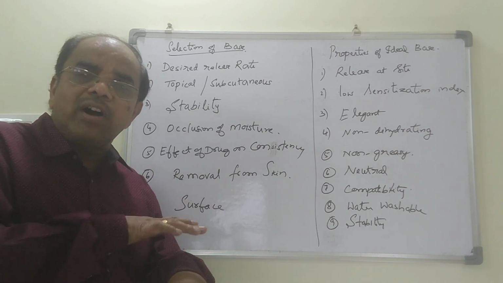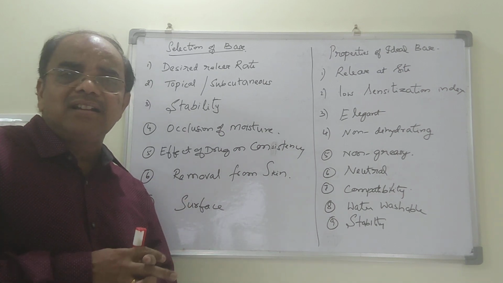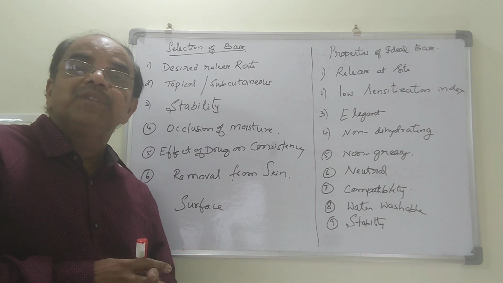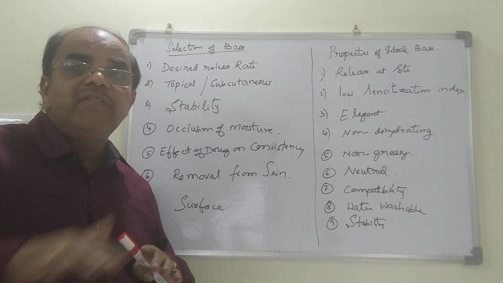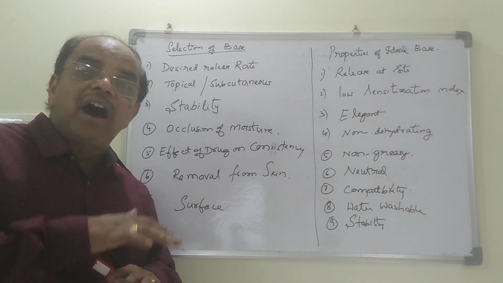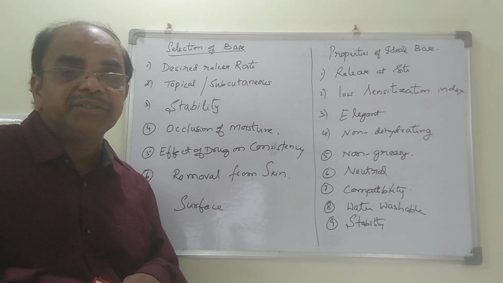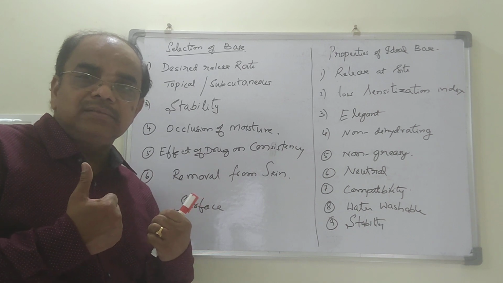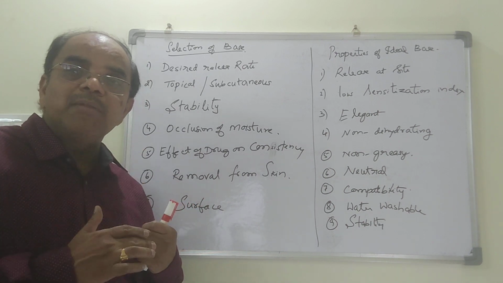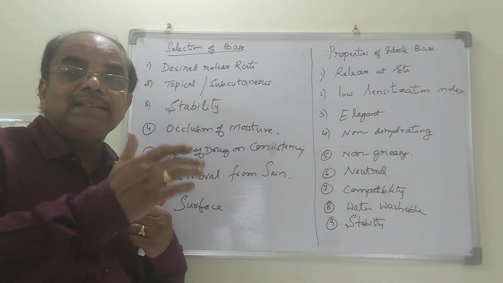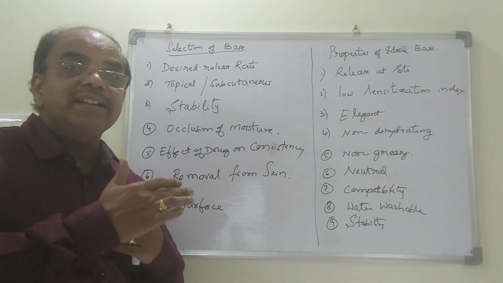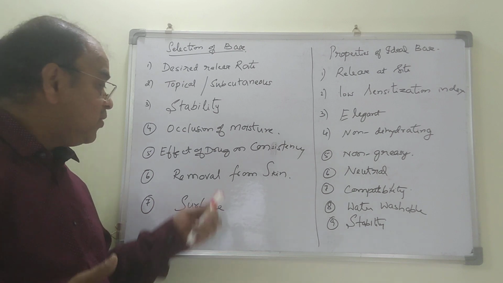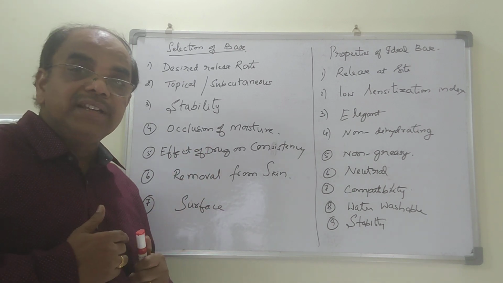You may want easy removal or a fast removal. For example, if you are using water soluble bases like PEG, we can remove it easily. If you are using the hydrocarbon bases, hard paraffin, soft paraffin, it is difficult to remove. Then why do we use it? With the hydrocarbon bases, we can prolong the period of contact between the skin, the ointment base and the drug. So in such cases, we have to use the hydrocarbon bases only.